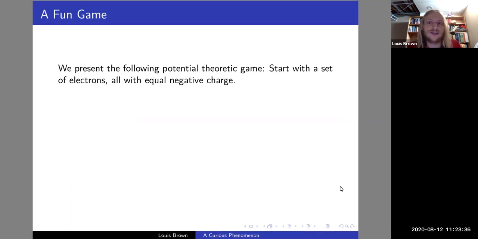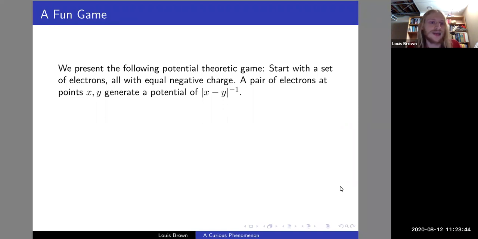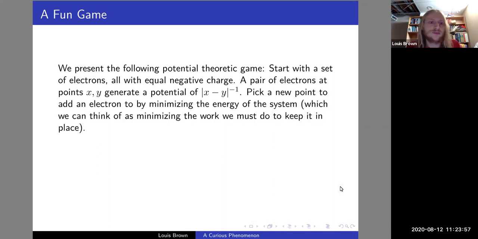We start with a set of electrons, which all have equal negative charge. And a pair of electrons at points x, y will generate a potential of 1 over the distance between x and y. This is Coulomb's law from physics. And now we want to pick a new point to add an electron to by minimizing the energy of the system. So you can think of this as minimizing the work we have to do to keep that system in place. The electrons are trying to repel each other and push each other away, and we want to minimize the amount of work we have to do to hold them still.